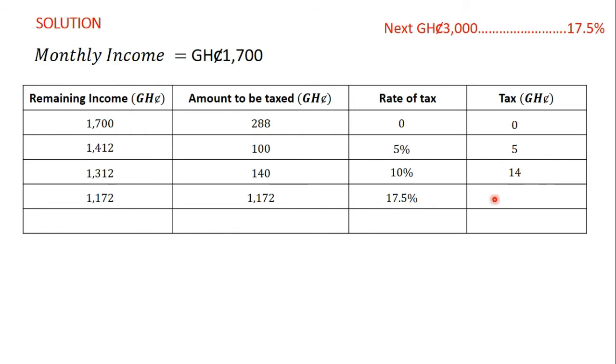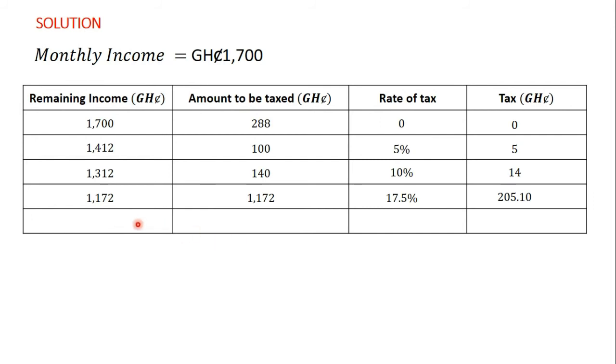This means that the tax is going to be the rate of tax, which is 17.5%, times the amount to be taxed, which is 1,172 Ghana cedis. And this will give us 205 Ghana cedis, 10 pesewas. We can see that we don't have any amount of money remaining, because if we subtract 1,172 Ghana cedis from 1,172 Ghana cedis, the remaining income will be 0.